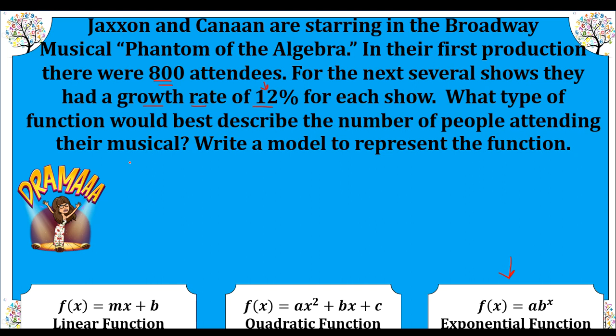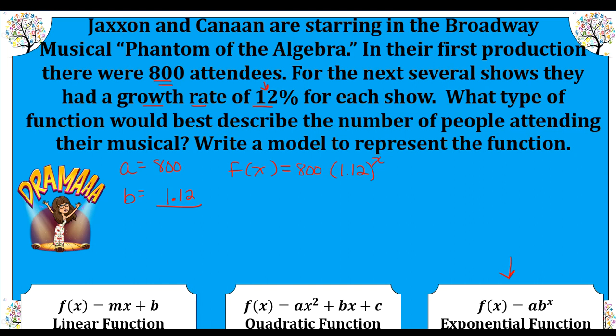So let's talk about what we know here. The A value, the initial amount of people showing up to their show, is 800. Their B value is the growth factor. We have a growth rate of 0.12. However, we still have the 100% that attended the first showing. So our growth rate is 12%. Our growth factor is 1.12. Our model is 800, and our B value is 1.12 raised to the X.